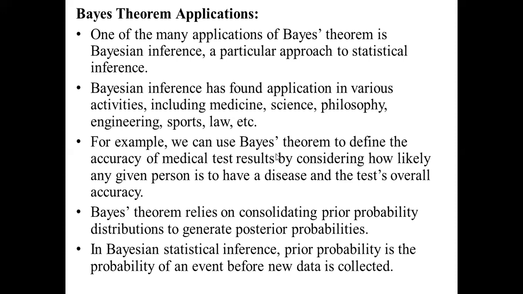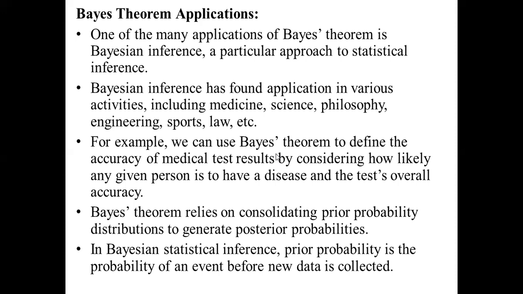Bayesian inference has found applications in various activities including medicine, science, philosophy, engineering, sports, and law. Okay, in many fields, Bayesian inference is used. For example, we can use Bayes theorem to define the accuracy of medical test results by considering how likely any person is to have a disease and the test's overall accuracy. It means that we are predicting some diseases at the early stages and we can take precautions based on that, or see what might be the initial symptoms, etc. So for this purpose, we are using Bayes theorem.